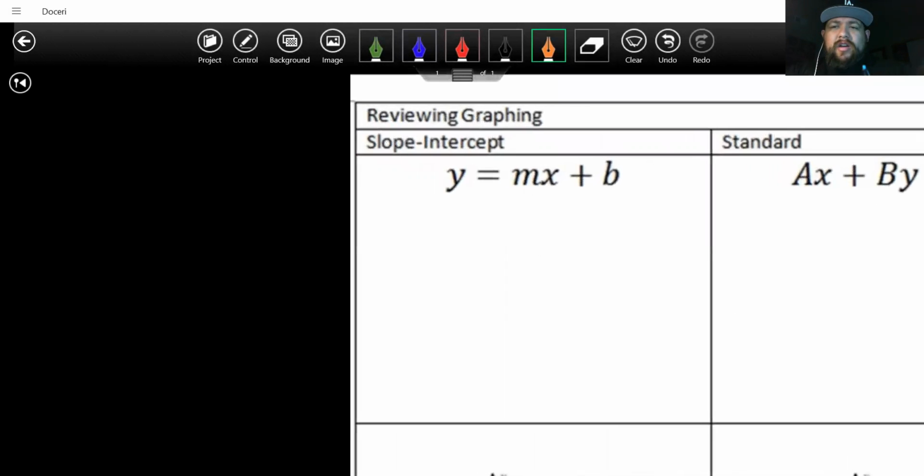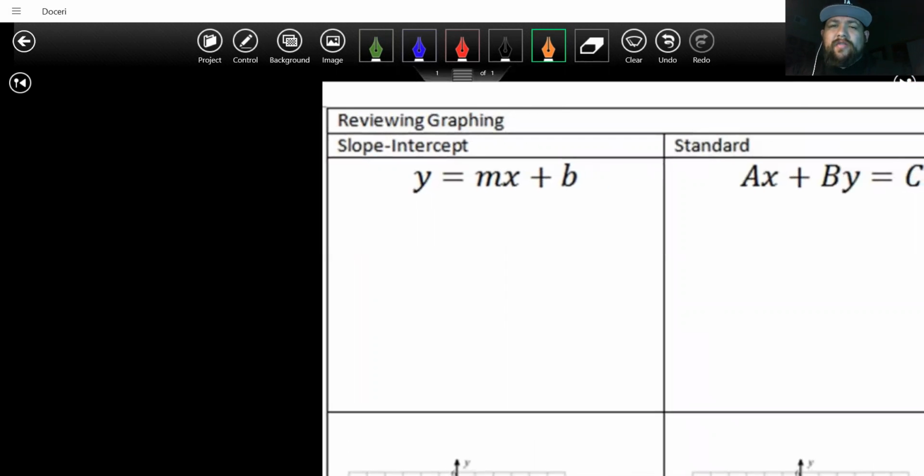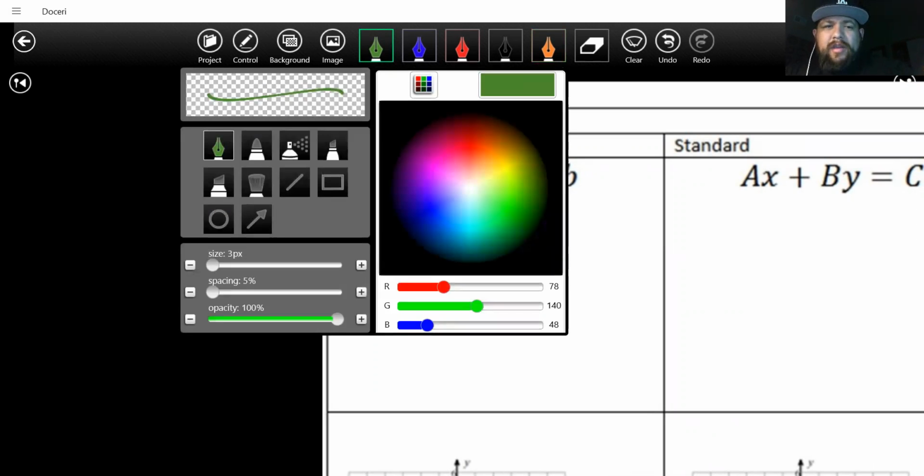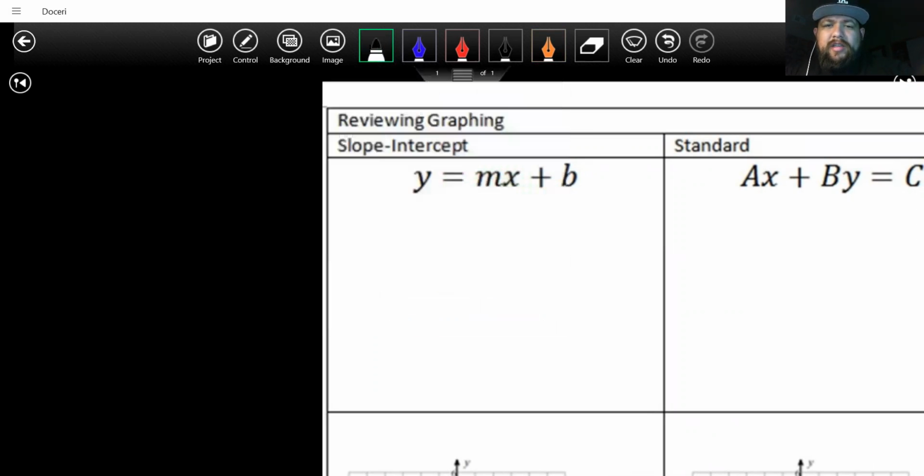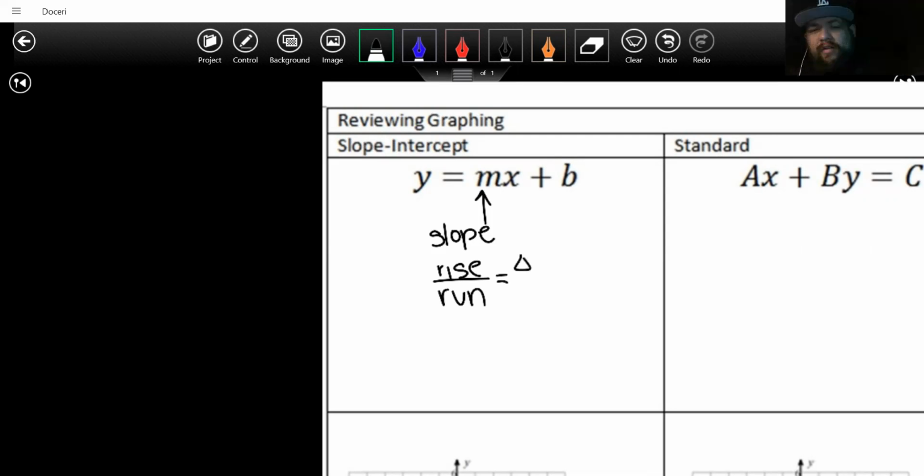The first one we want to talk about and do is our slope-intercept form. This is the one that you guys are going to see the most of, and see how to actually do them. The first part of this is identifying what each part means. M is our slope. We always want to define it as that. And we always know it to be our rise over run. It is also the change in y over the change in x.